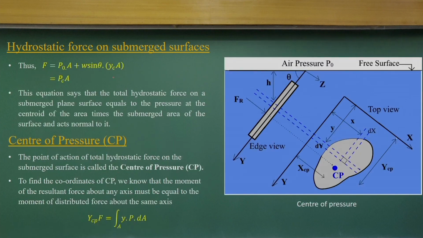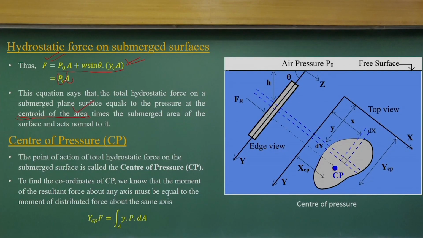If I put all these values in, what I am getting is this part, which is W sin theta yc A. If you look at this component and take the A out, at the center of gravity, the CG point, we have the pressure PC, and multiplying by the area gives the force. That means you can do the integration, but if you do not, for any surface you can find the total hydrostatic force on a submerged plane: it equals the pressure at the centroid of the area multiplied by the area of the surface, and as we discussed earlier, it acts normal to the surface.